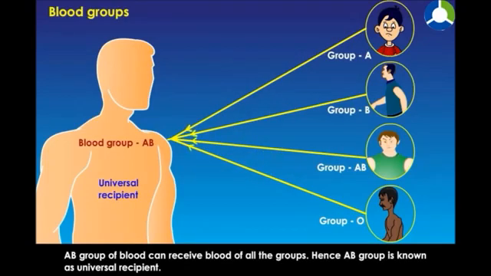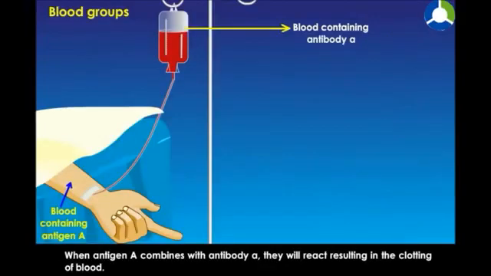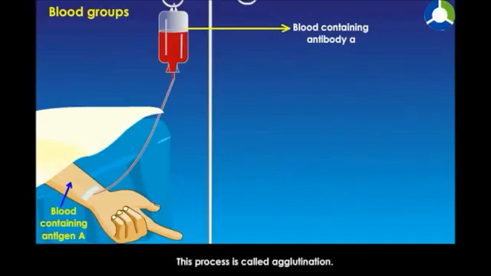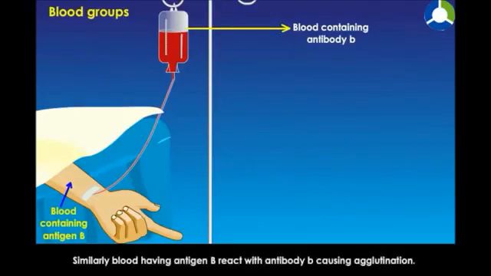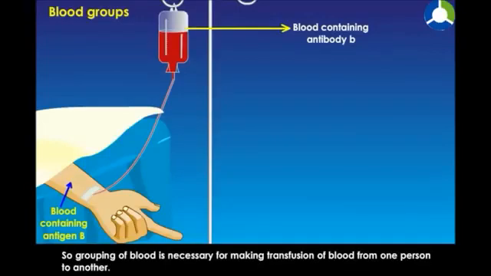AB group of blood can receive blood of all the groups. Hence, AB group is known as universal recipient. When antigen A combines with antibody A, they will react, resulting in the clotting of blood. This process is called agglutination. Similarly, blood having antigen B reacts with antibody B, causing agglutination. So, grouping of blood is necessary for making transfusion of blood from one person to another.